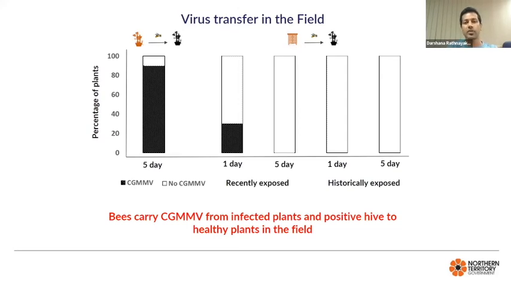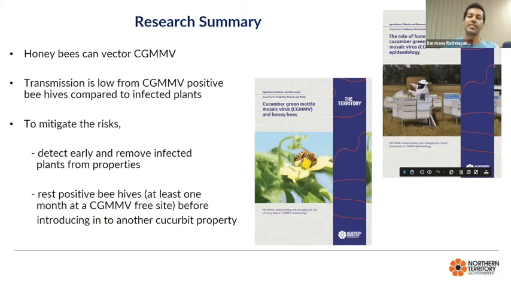So just to summarize all our results, at the end of this lab trial and the field trial, we can now confirm that yes, honeybees can be a vector for CGMMV. However, transmission is really low from CGMMV positive beehives compared to the transmission from infected plants in the field and in the lab. So this suggests we should look for some mitigation of the risk associated with CGMMV in this system.